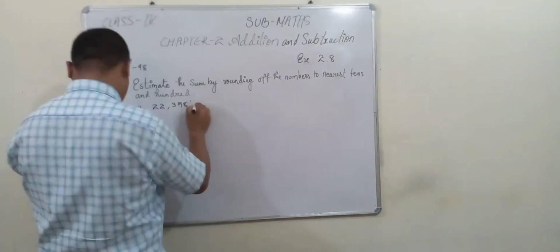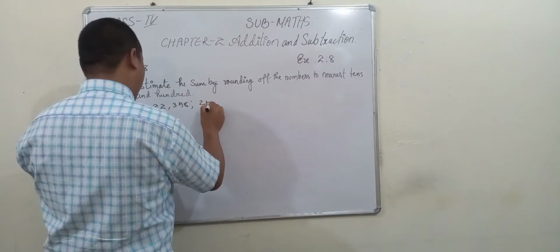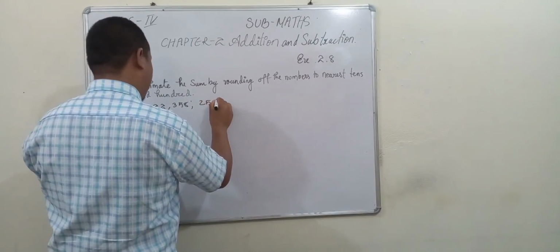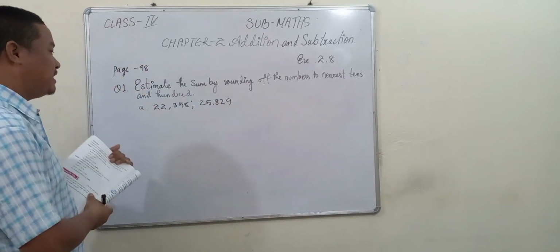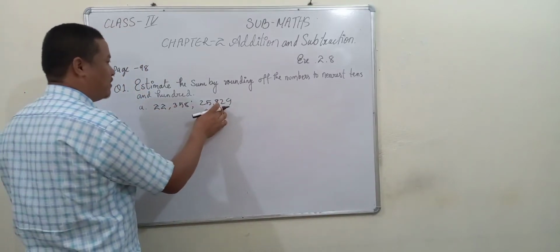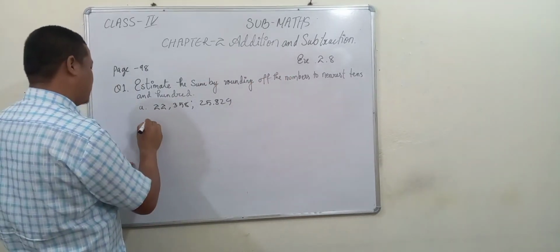22,358, 25,829. Let us convert these two numbers first to the nearest 10.